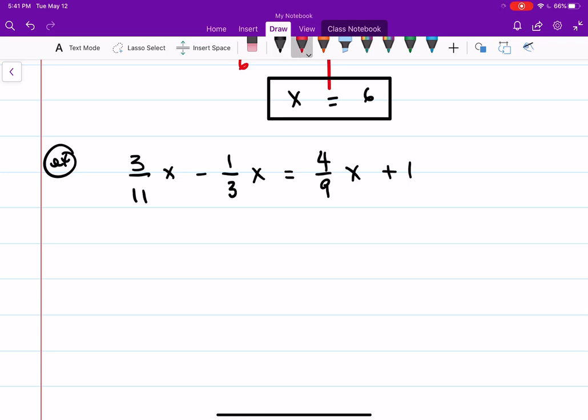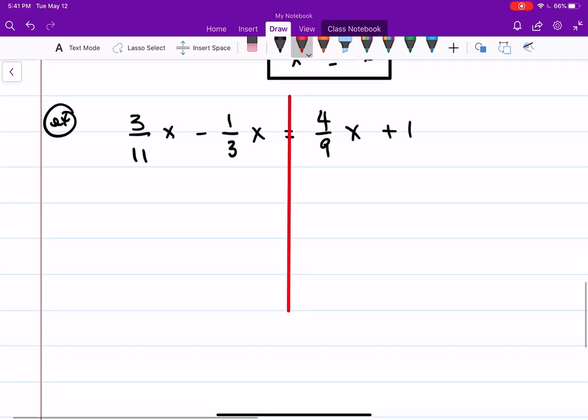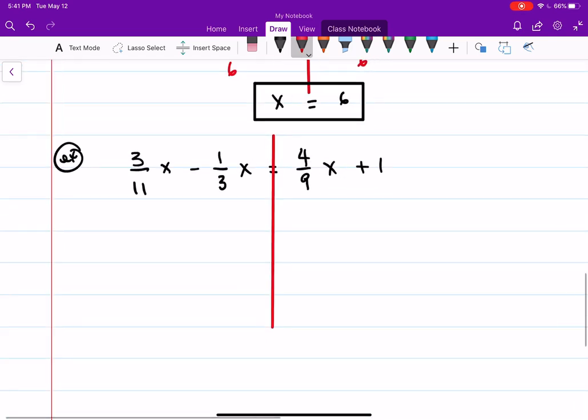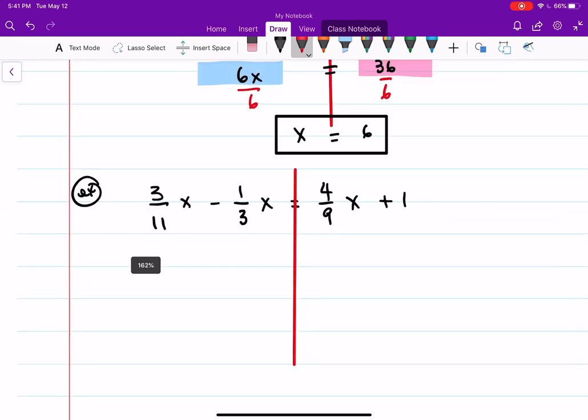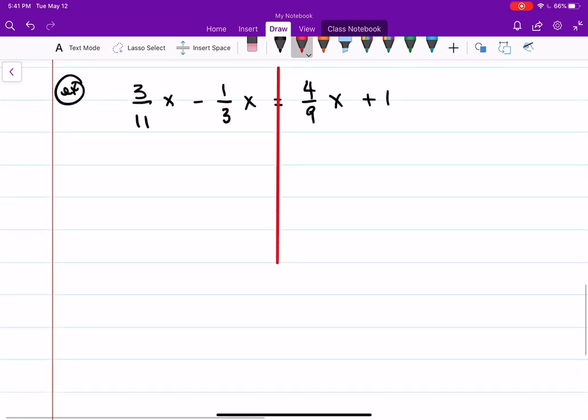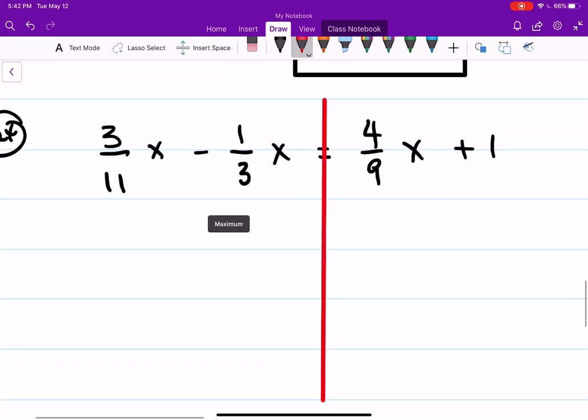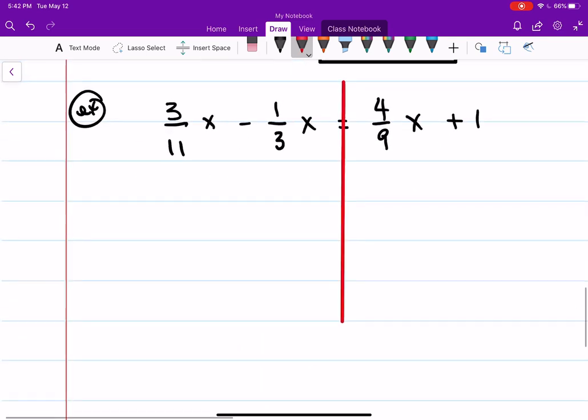So I draw a line in between where the equal sign is, right? All right, so no parentheses. Combine like terms. I got combine like terms on the left side here, okay? And then I got so many fractions. Oh, what do I do?